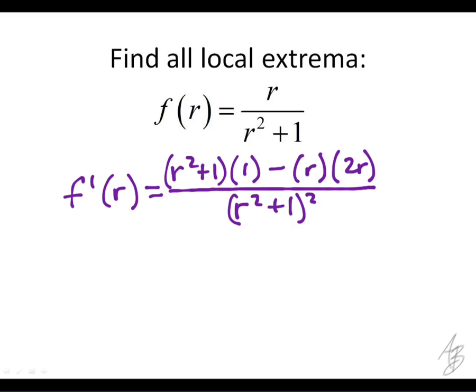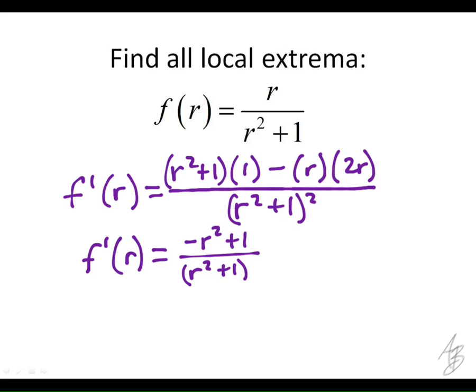Okay. We want to set that equal to 0. That's going to be a lot easier if we simplify it, right? So let's go ahead and take one more step here to simplify the numerator at least. The denominator I'm not going to touch because, well, that's in a pretty good state to set that equal to 0. So we have r squared plus 1 minus 2r squared. What do we end up with? Negative r squared plus 1, right? Over r squared plus 1 squared.